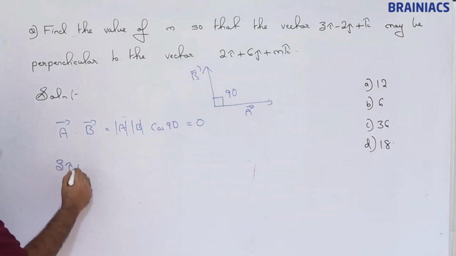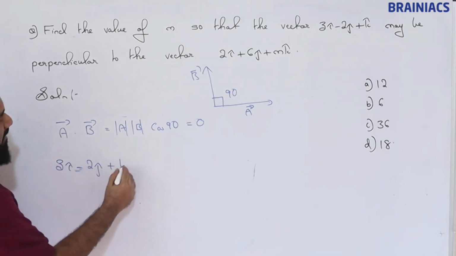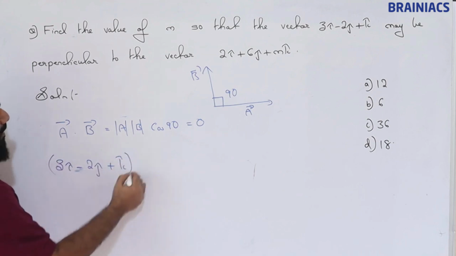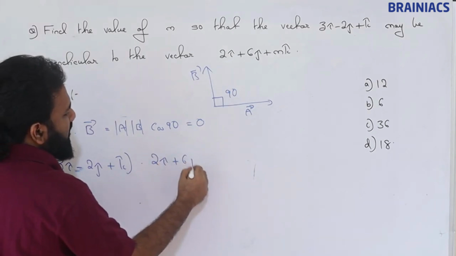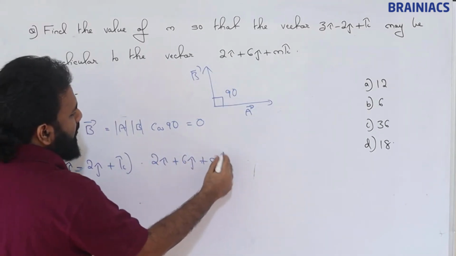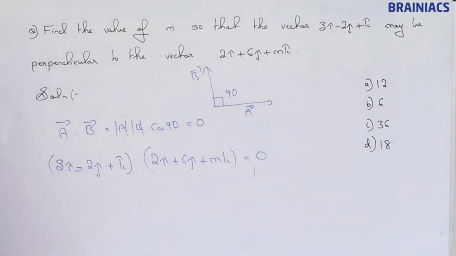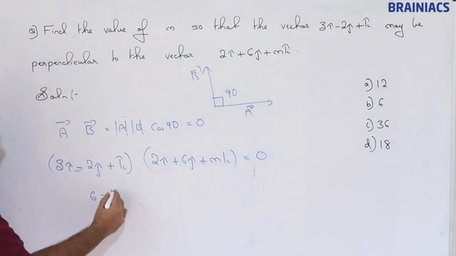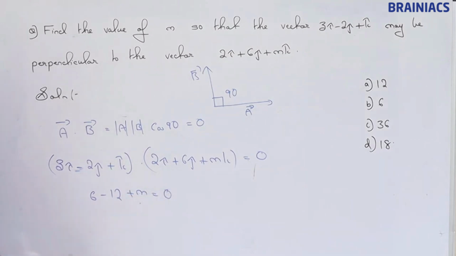So 3i minus 2j plus k, this vector dot 2i plus 6j plus mk is equal to what? 0. Clear? So 3 into 2, 6, minus 12, plus m is equal to 0. So m will be what? m will be 6. Okay, option B.